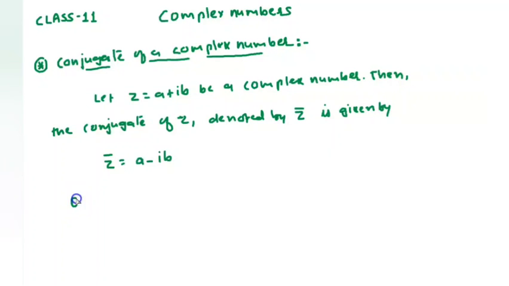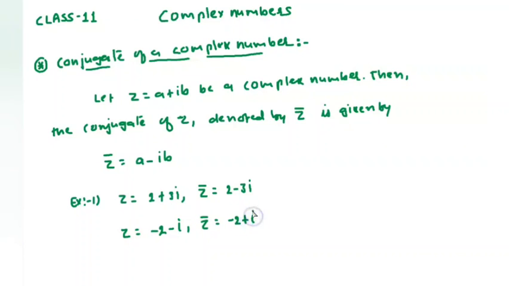For example, suppose we have a complex number z is equal to 2 plus 3i, then its conjugate will be given as z bar is equal to 2 minus 3i. Again, if z is equal to minus 2 minus i, then the conjugate will be minus 2 plus i. Okay, so what did you understand? That we change the sign of the imaginary part only. Clear? To take the conjugate.